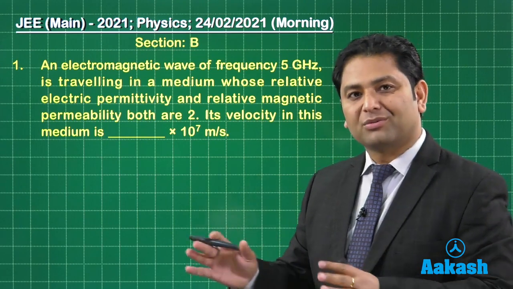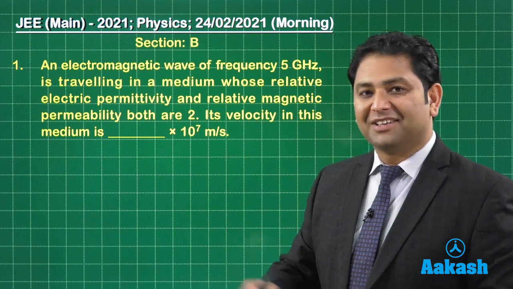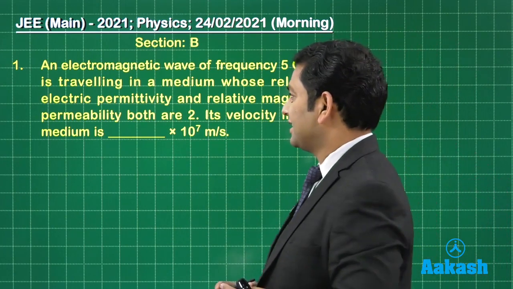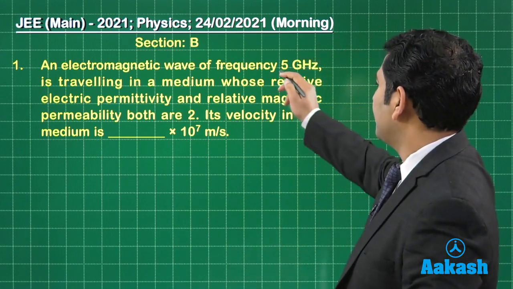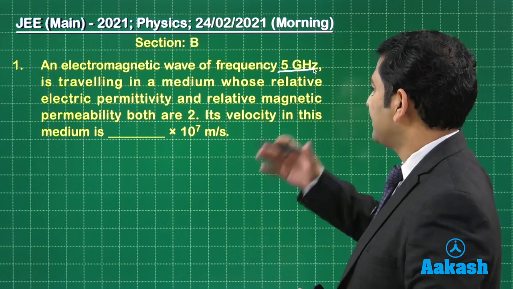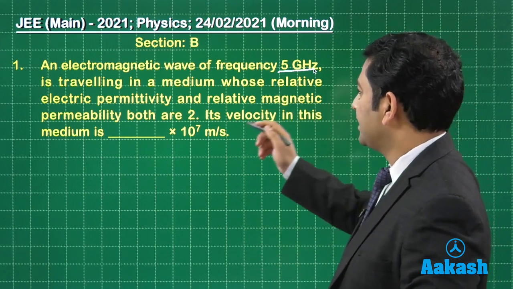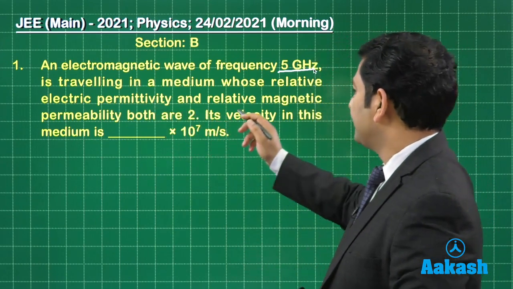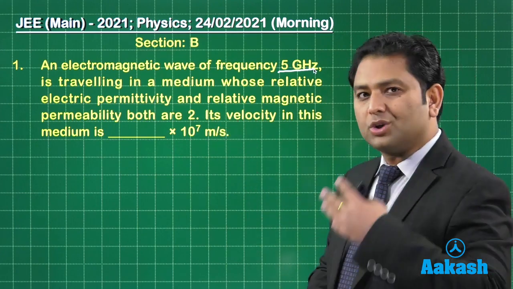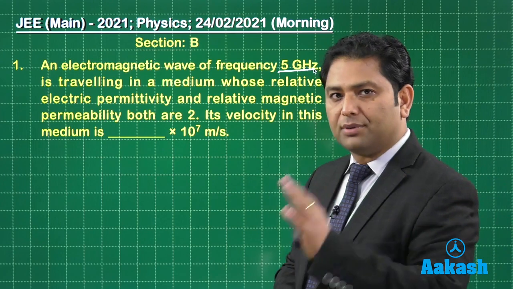You would find one question almost guaranteed from electromagnetic wave. This time it's a very simple and straightforward one. The frequency is 5 gigahertz, traveling in a medium whose relative electric permittivity and relative magnetic permeability both are 2. So epsilon r, mu r, both are 2.